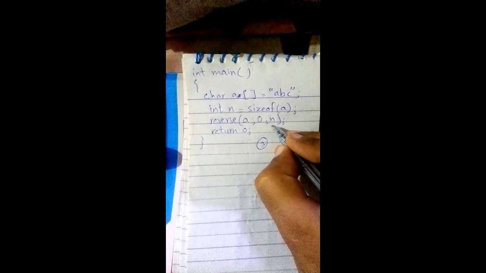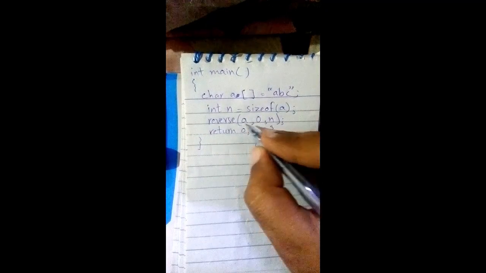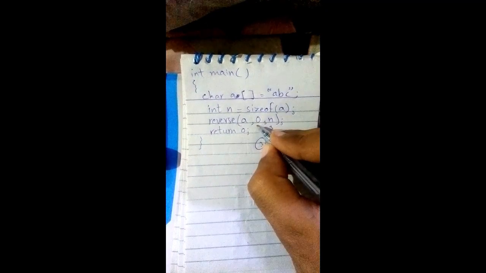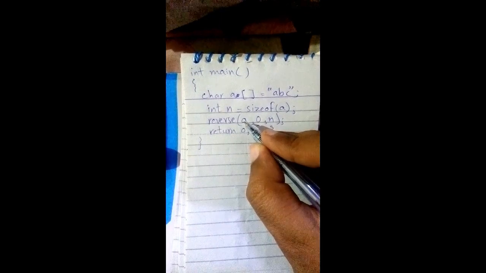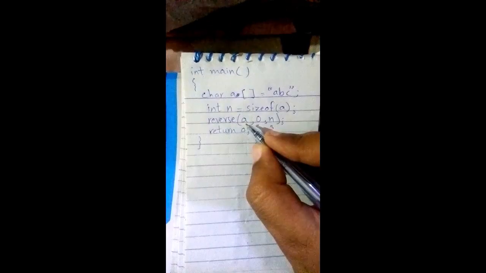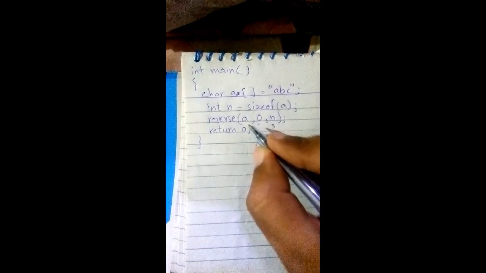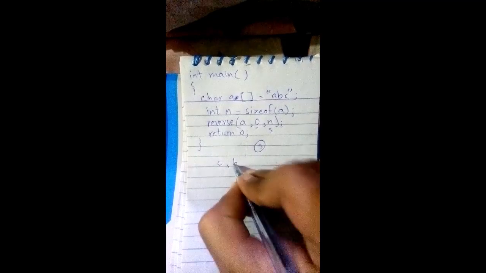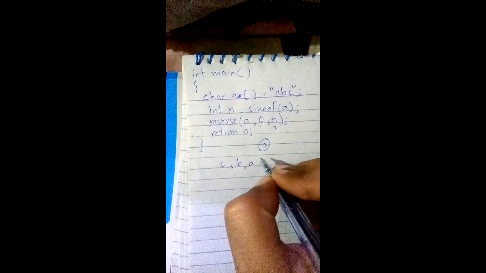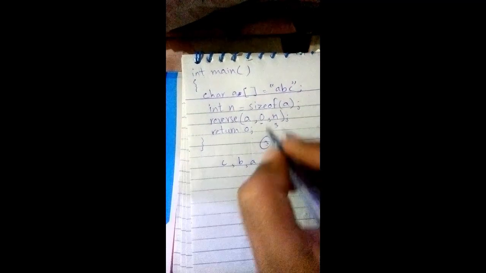3 will be passed here to this function reverse, and this is the starting index, and this is the character array passed to this function. This will reverse this array, and the array will be C B A printed on the screen.